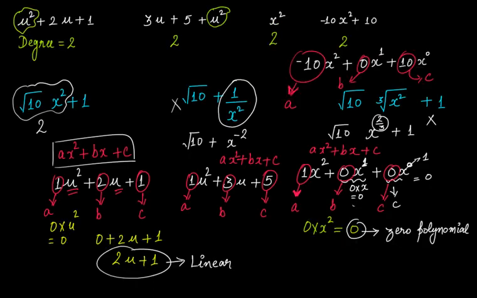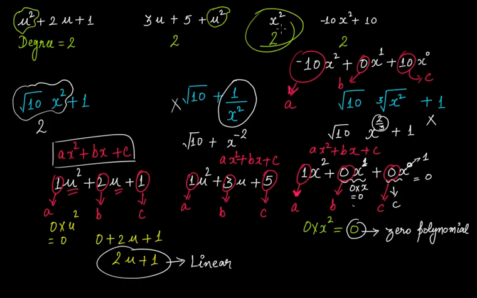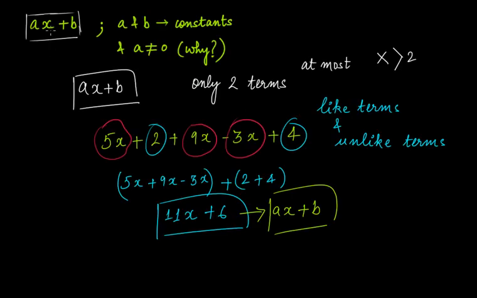Now if you look at this particular example, x squared, it has only one term, and that's what it says here, that it can have at most three terms, not more than three terms. It can have one term. It can have two terms, this example, and it can have three terms, this example, and this example. So this is important. It is of the form ax squared plus bx plus c, and our linear polynomial in one variable was of the form ax plus b.